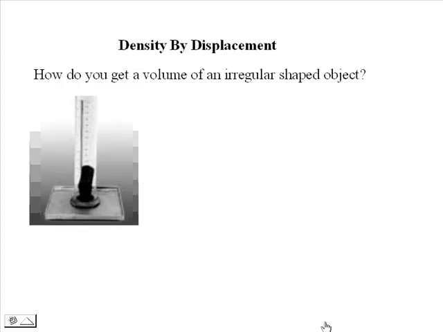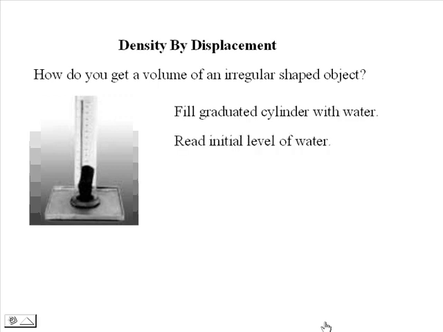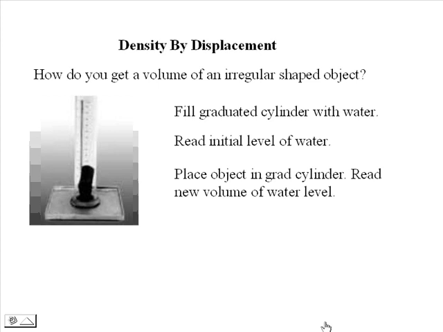Density by displacement. You will use this in the lab when you're doing pennies and your zinc shot. You want to be able to get the volume of an irregular shaped object. And what you're going to do is to get your graduated cylinder, fill it up with water, and make sure you read the initial level of that water. Place the object in that graduated cylinder, and the amount of water that is displaced by the solid object will be its volume. So take the final volume after you've placed the object in the graduated cylinder of water minus the initial volume. So there are 2 volume readings to get the volume of a solid.